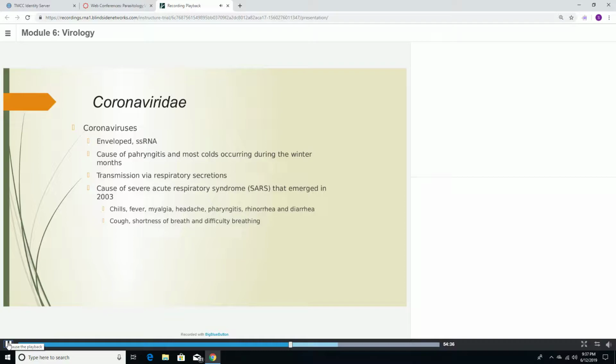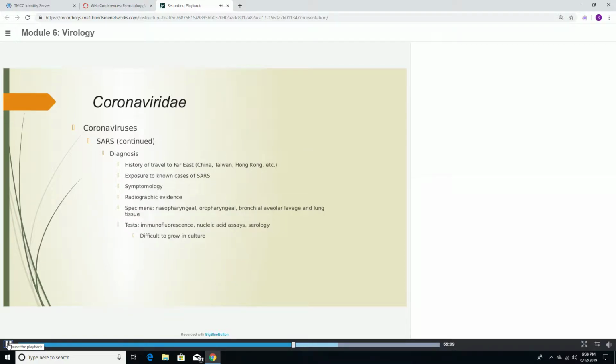The next virus we're going to talk about is Coronaviridae. Coronaviridae viruses are enveloped, single-stranded RNA viruses. They cause pharyngitis and most colds during the winter months. Transmission is through respiratory secretions. They cause severe acute respiratory syndrome, also known as SARS, which emerged in 2003. This is associated with fever, chills, malaise, headache, pharyngitis, rhinorrhea, and diarrhea, as well as cough, shortness of breath, and difficulty breathing. So most of you have heard of SARS before.